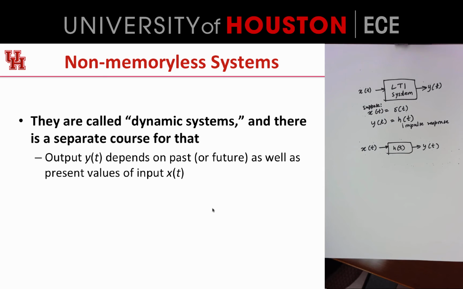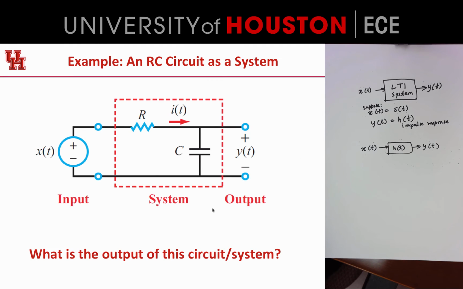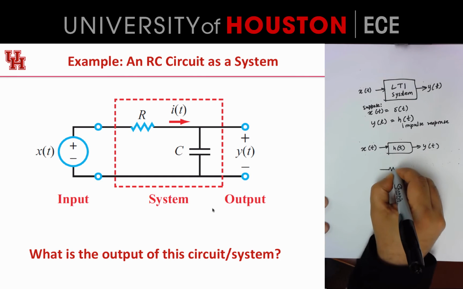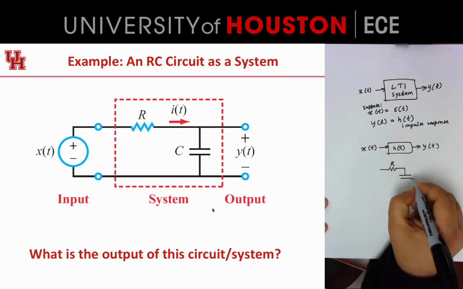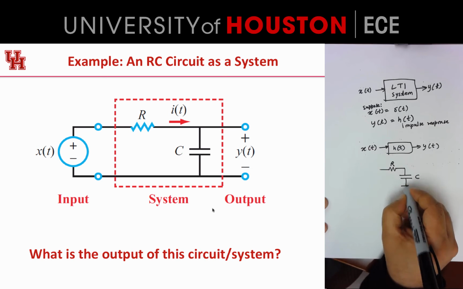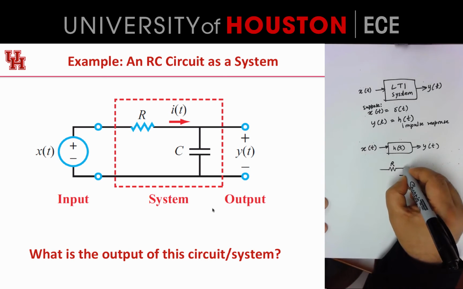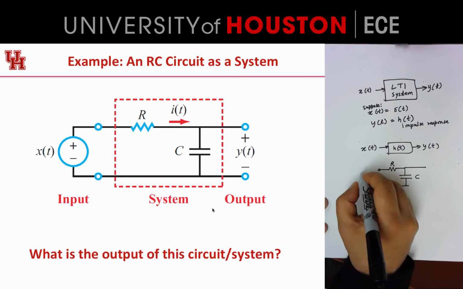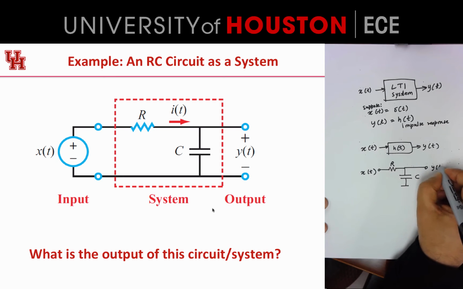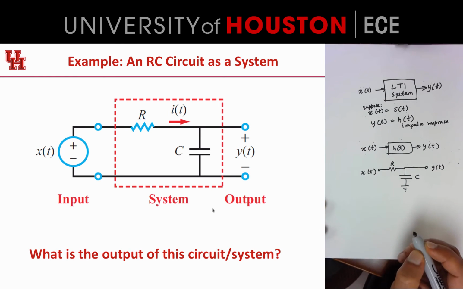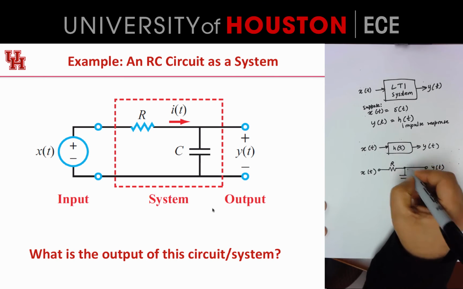So for now we're just going to worry about memoryless systems. Now if you look at an RC circuit, which is a familiar kind of circuit, you have a resistor R and a capacitor C. This is ground, and the input is x of t, and the output at this terminal is y of t. This is another way to draw the same circuit.